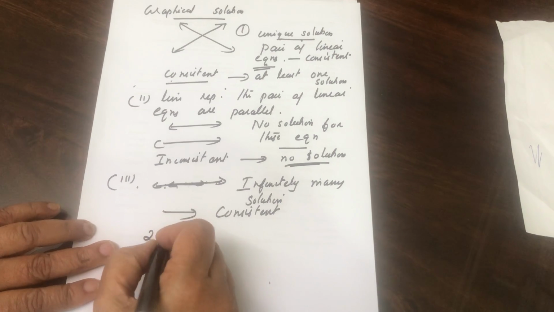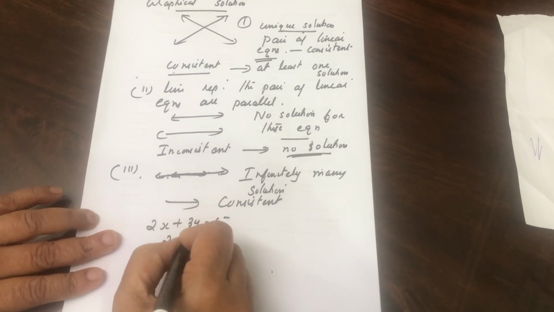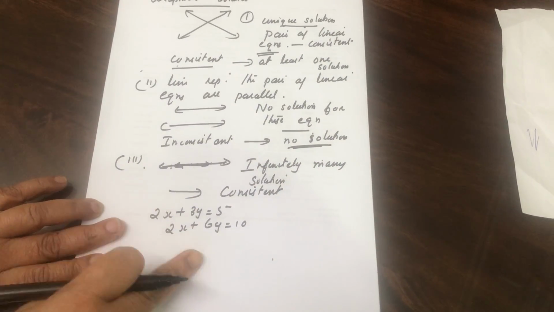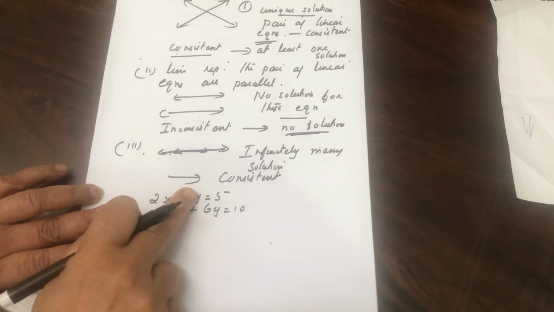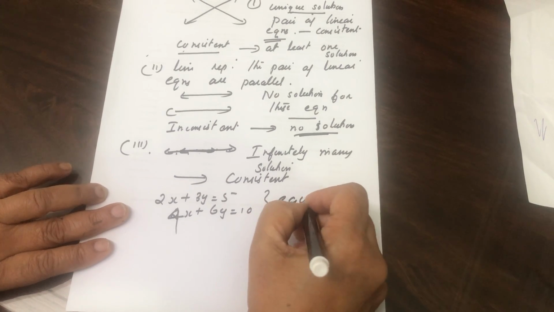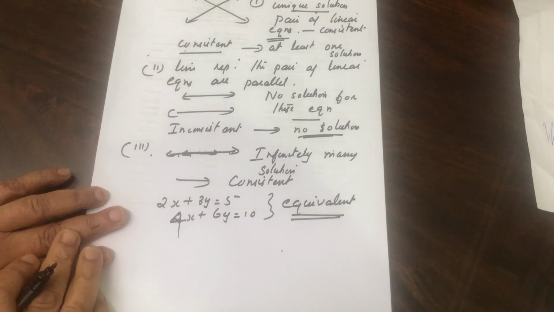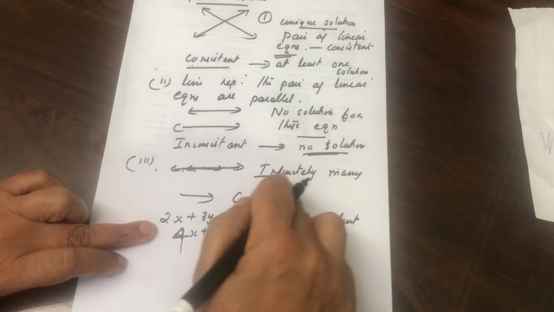For example, 2x plus 3y is equal to 5, then 4x plus 6y is equal to 10. You multiply with any number or divide by any number. If you multiply by 2, you get 4x plus 6y equals 10. So these are known as equivalent equations. An equivalent equation has infinitely many solutions.